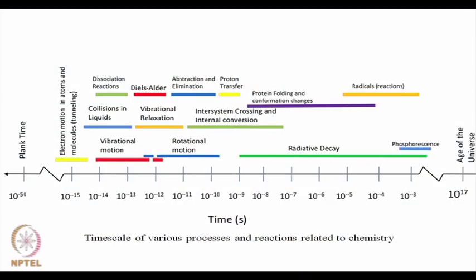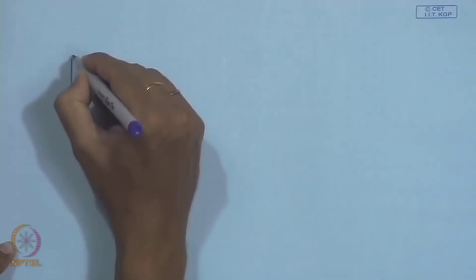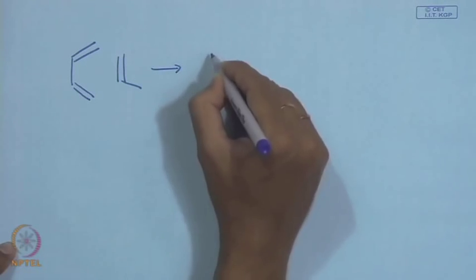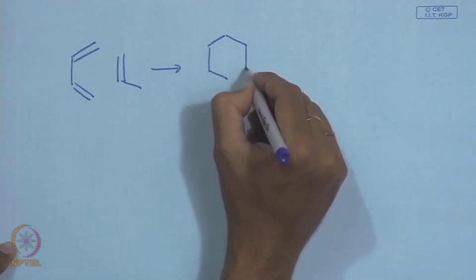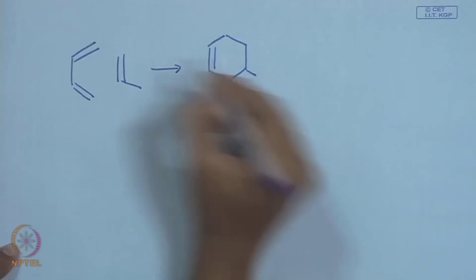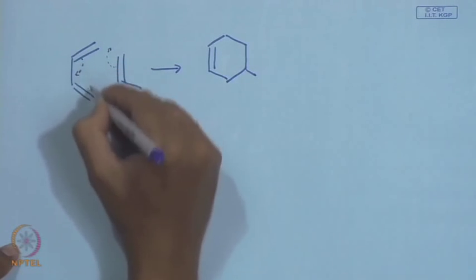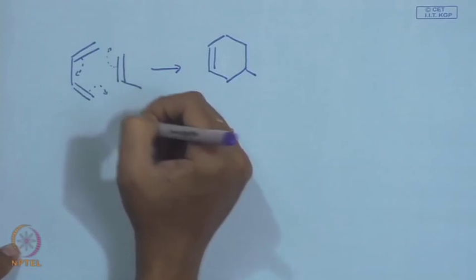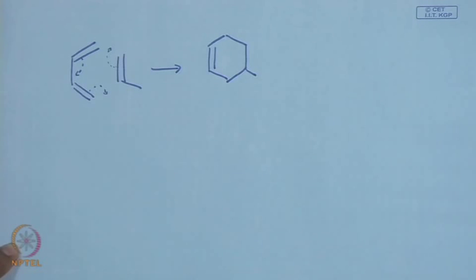There is another reaction which is called the Diels-Alder reaction. It is another kind of reaction maintaining the orbital symmetry. The typical example is a diene and a dienophile. So you have a diene and a dienophile, and this will give rise to the product. The typical mechanism is better represented by a six-member transition state. So it is a typical Diels-Alder reaction.